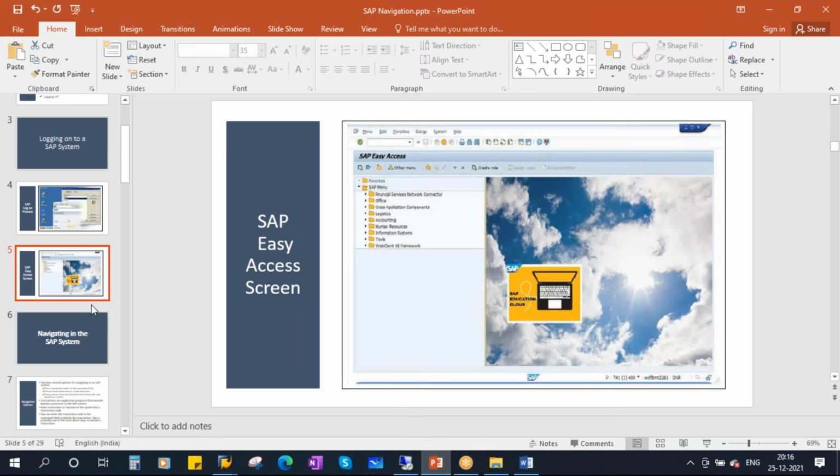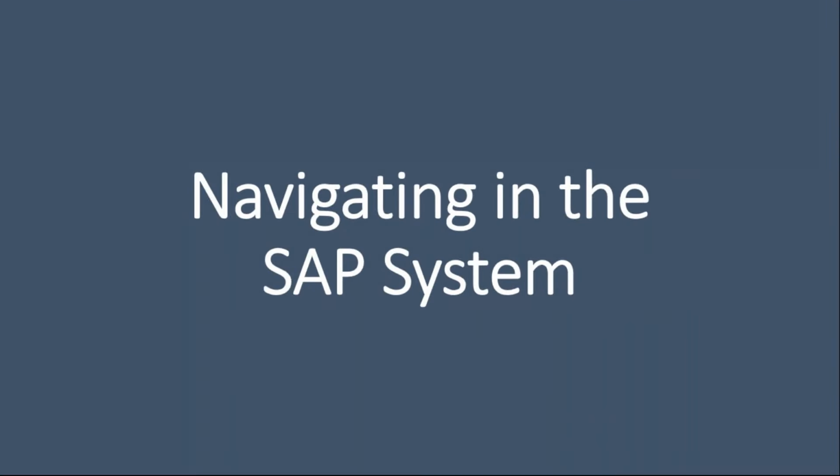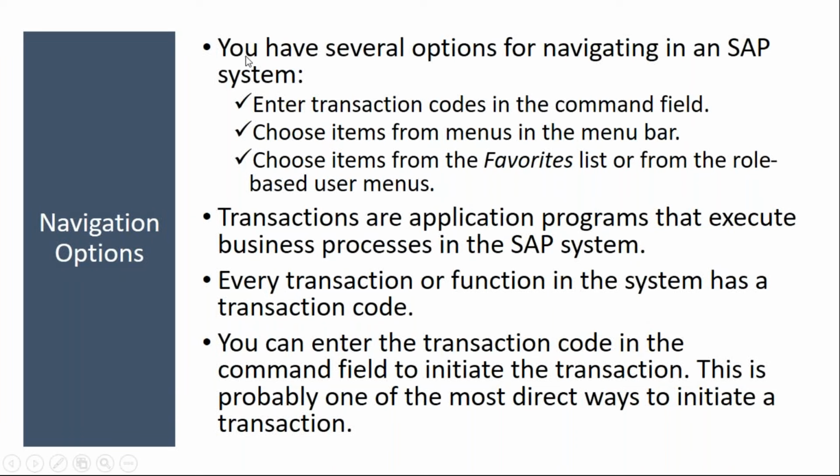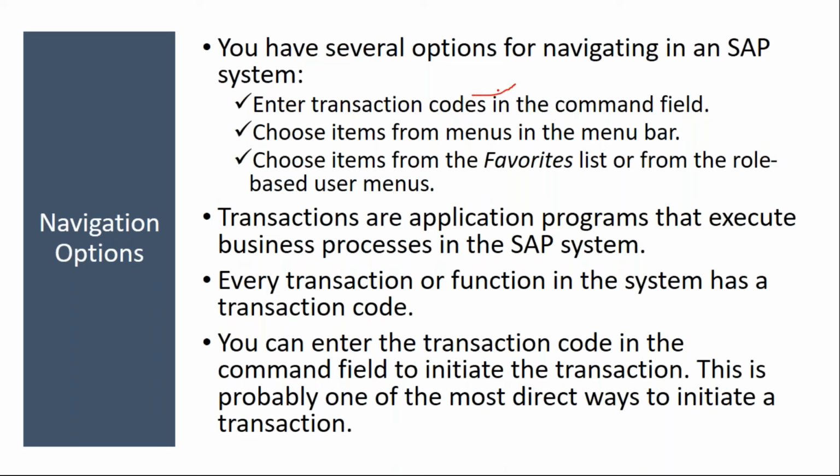Now we will talk about how to navigate in the SAP system. You have several options for navigating in an SAP system. One: enter transaction codes in the command field. Two: choose items from menus in the menu bar. Three: choose items from the favorites list or from the role-based user menus. So you have three options, and I'll show you one by one. First, you can enter the transaction code in the command field. What is this transaction code? I will explain in a minute.